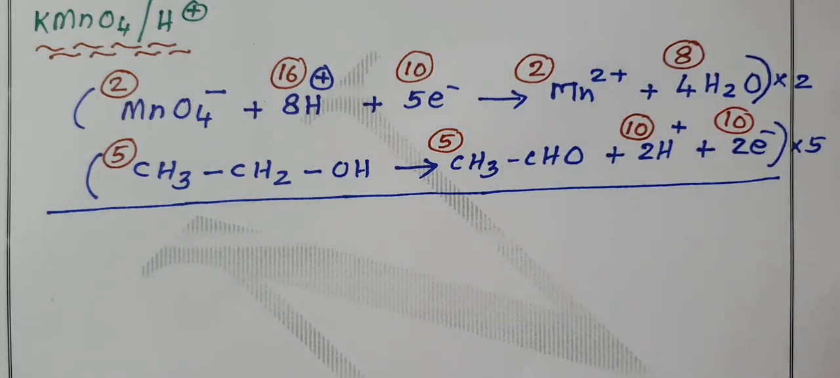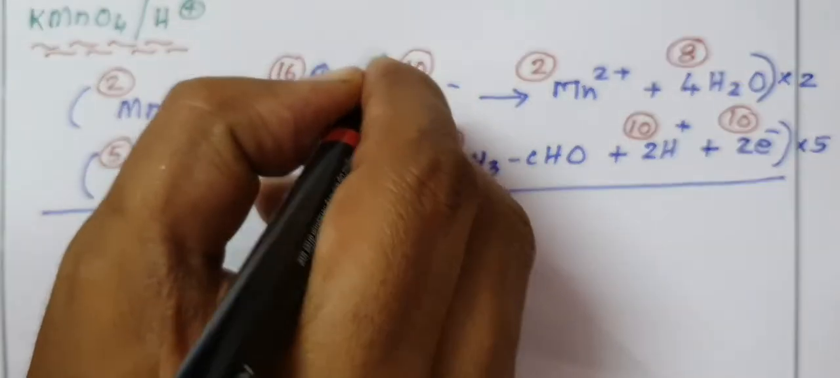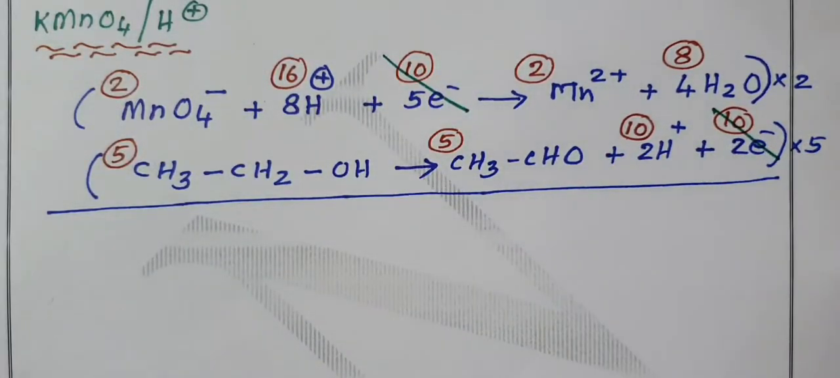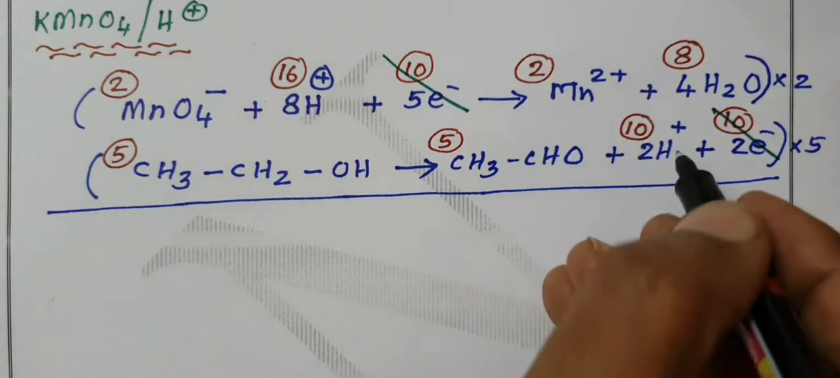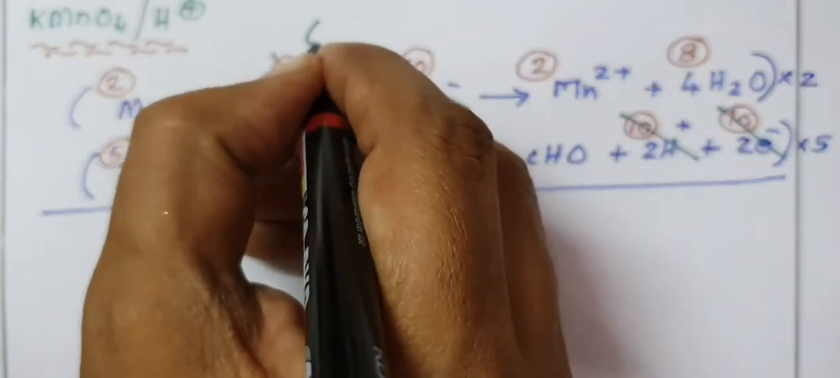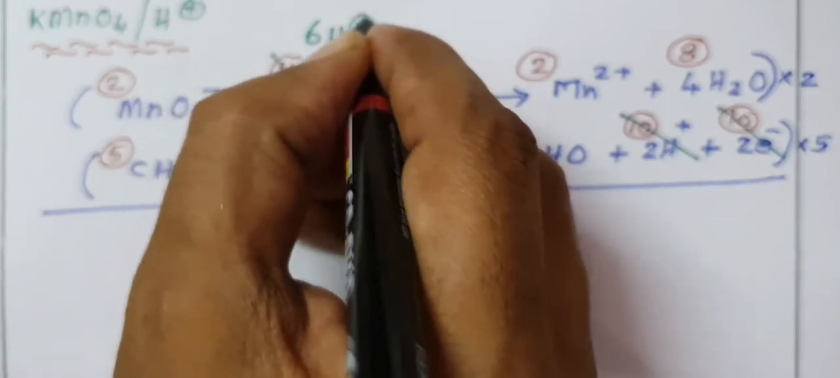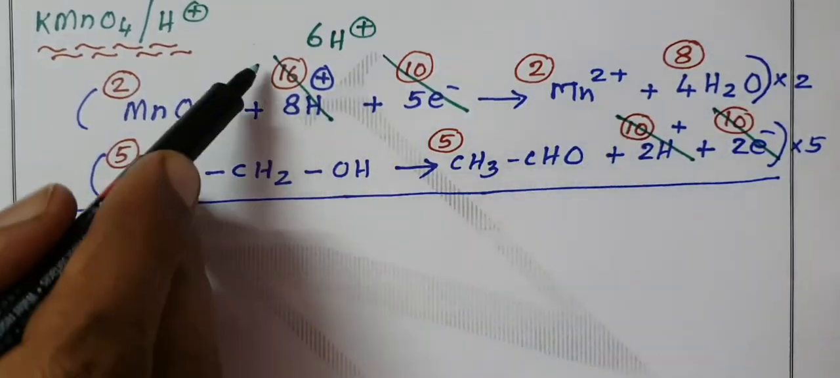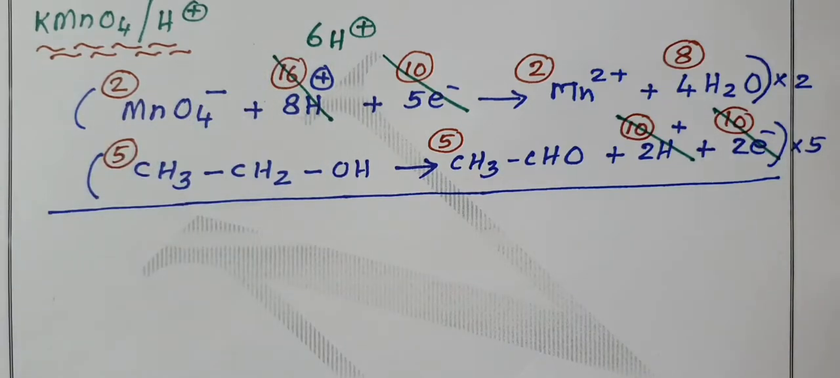Now cancel the equal molecules on both sides. What are the equal molecules we have? The 10 electrons get cancelled. 10 H plus and 10 H plus get cancelled. Remaining we have how many H plus? 6 H plus. Any other cancellation? No cancellation. Just add the two reactions and write the final equation.